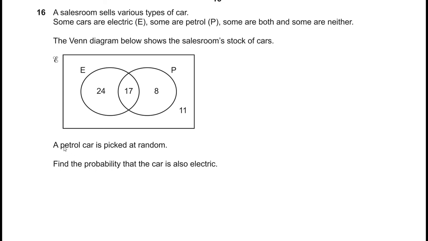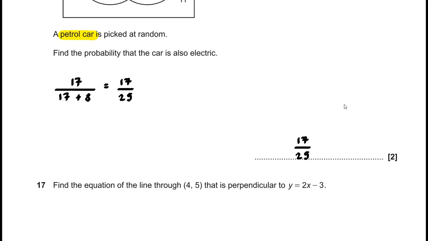How many in total are petrol? Well, we've got the 17 plus the 8. So 17 plus 8 is the total amount of petrol we have. And of these, how many are electric? Well, that will be the 17. So if we simplify this fraction, we end up with 17 over 25.